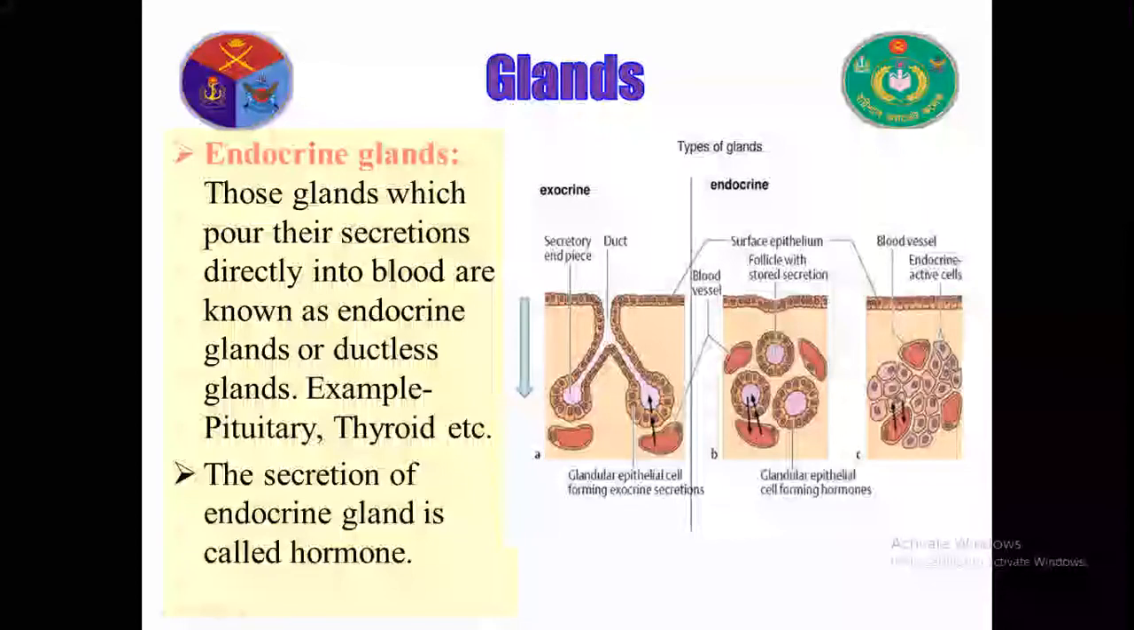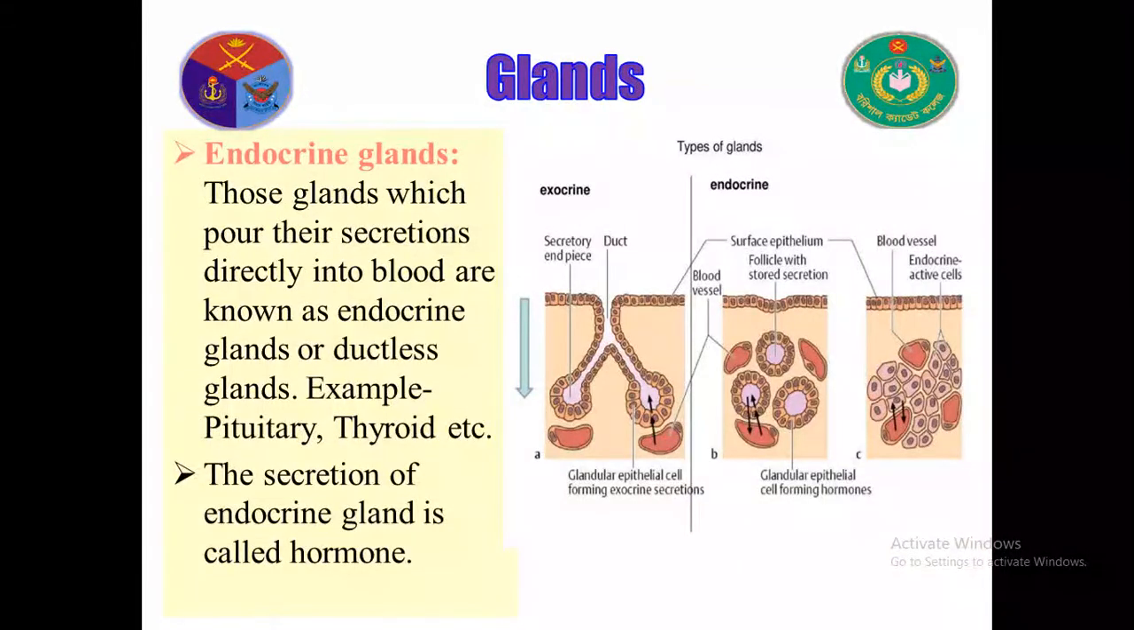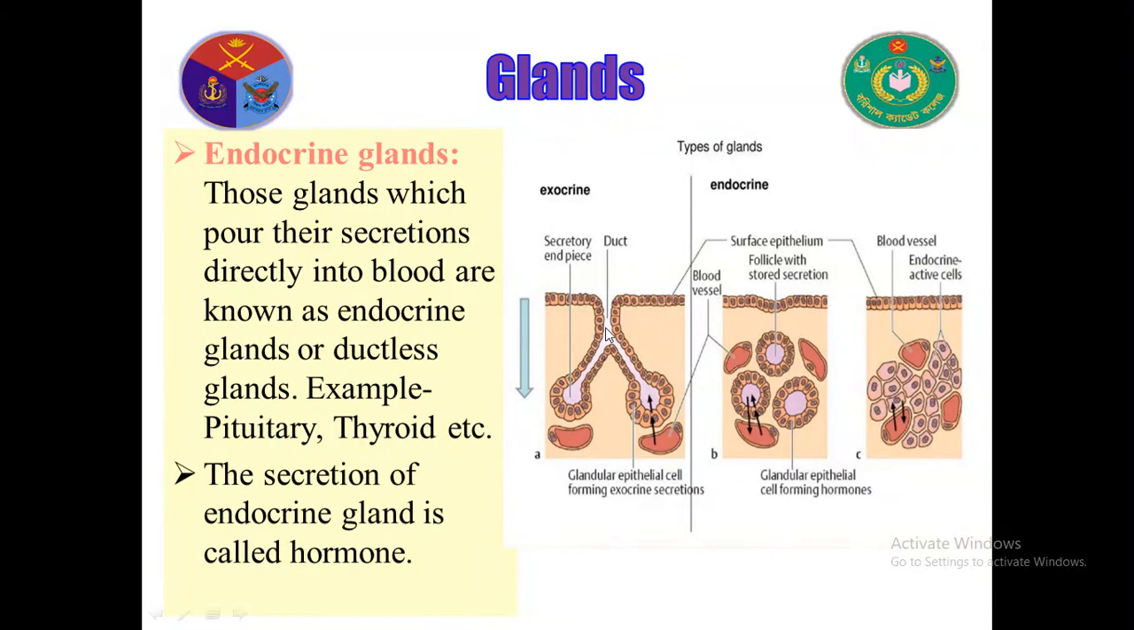The endocrine gland is the most important gland. This gland is known as a ductless gland because it has no specific duct. So, those glands which put their secretions directly into the blood are known as endocrine glands. So, the substance of these glands is spread in our body by blood. Examples: pituitary gland, thyroid gland, etc. The secretion of this gland is known as hormone, and the secretion of an exocrine gland is known as enzyme. So, there is some difference between exocrine and endocrine glands. An exocrine gland must have a duct, but an endocrine gland has no duct.